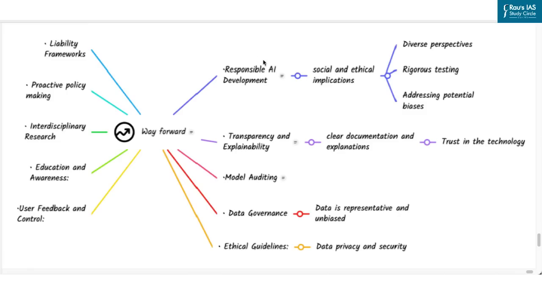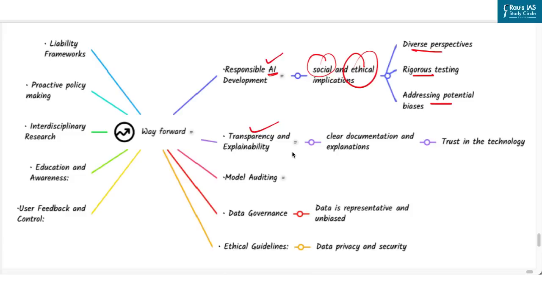The first in this is responsible AI development. Developers and researchers need to prioritize responsible AI by considering the potential social and ethical implications of their work. And how can this be done? This can be done by incorporating diverse perspectives in the development process, conducting rigorous testing, addressing potential biases in the training data. Next is transparency and explainability.